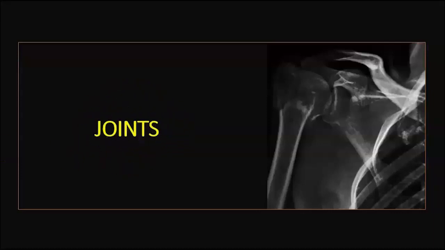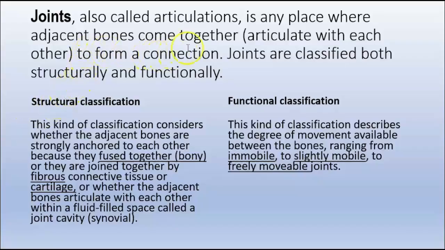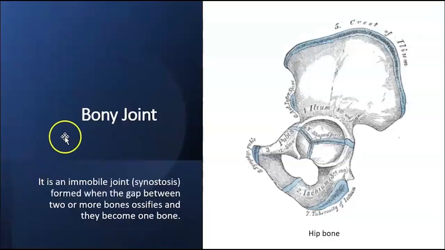Joints. A joint basically is an area where two bones get together. So then the first type of joints that we have are the bony joints. In this case, you have two bones or three bones, and they get together, and then eventually they fuse and they form one bone. Example of this is the os coxae or the hip bone.